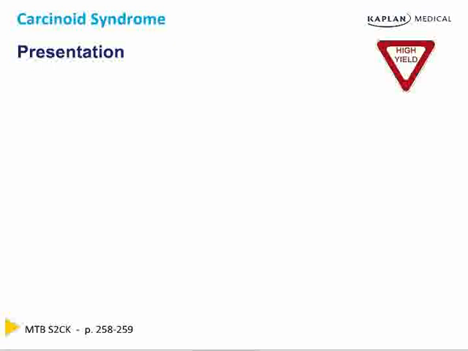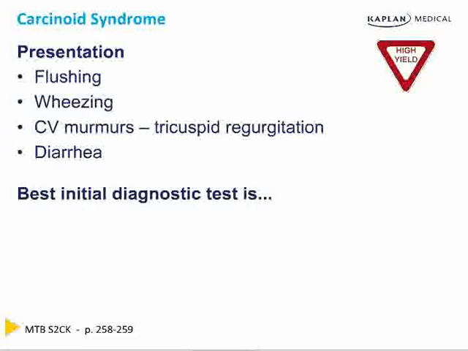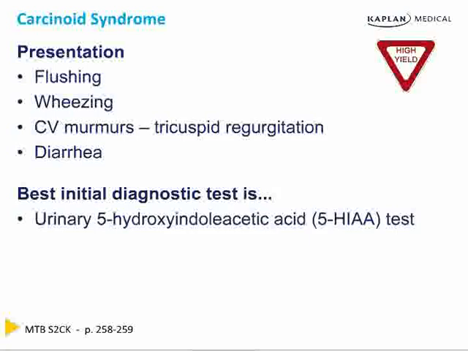Carcinoid syndrome will present with flushing, wheezing, a cardiovascular murmur, specifically tricuspid regurgitation, which we know is a holosystolic murmur, and diarrhea. The best initial diagnostic test is a urinary 5-hydroxyindoleacetic acid test. This is the breakdown product of serotonin. The treatment is octreotide. Octreotide is a synthetic version of somatostatin, and somatostatin basically shuts off all bowel hormones. Therefore, it helps in the symptoms.